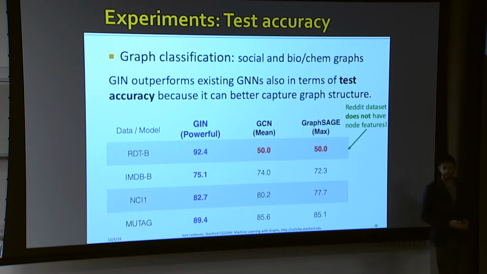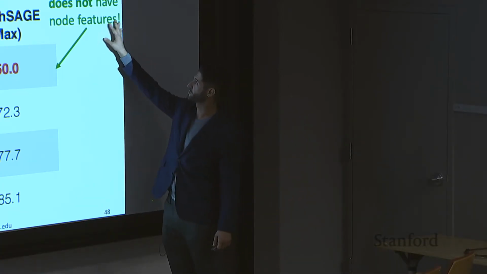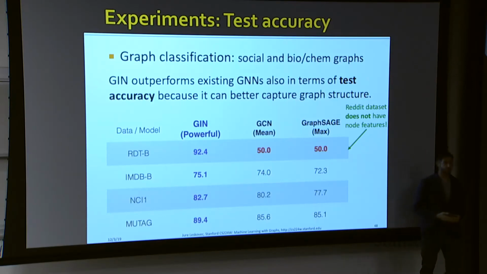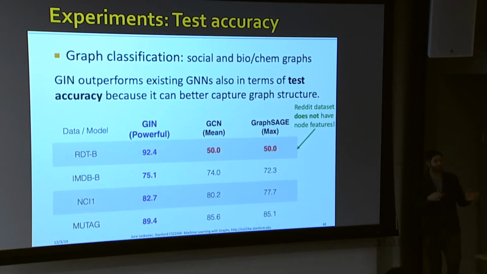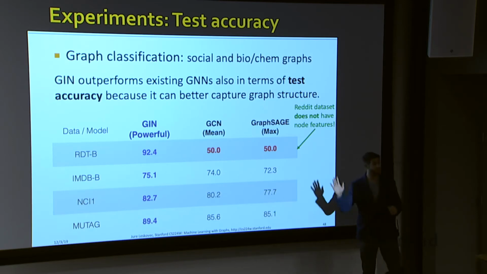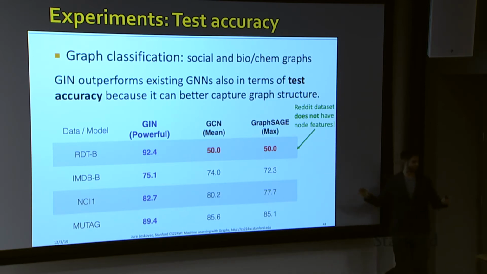So why do you think this is happening? And I gave you a clue here. I said the Reddit dataset does not have node features. So what do you think is going on, based on everything that we talked about in the last half an hour or so? This is on test data. I forgot to mention that. So this is the accuracy on the test data set.